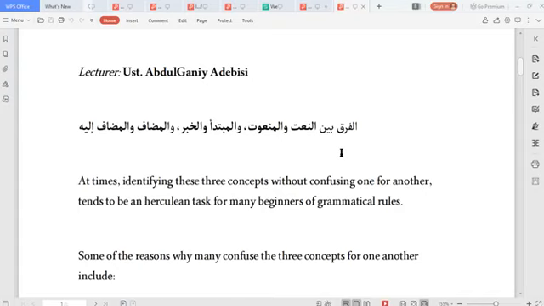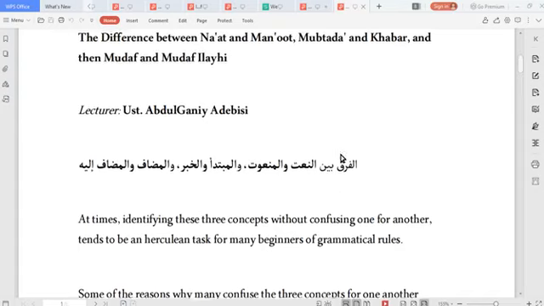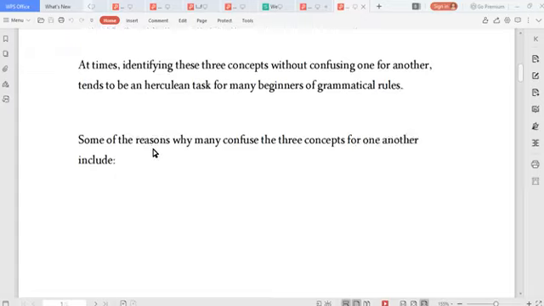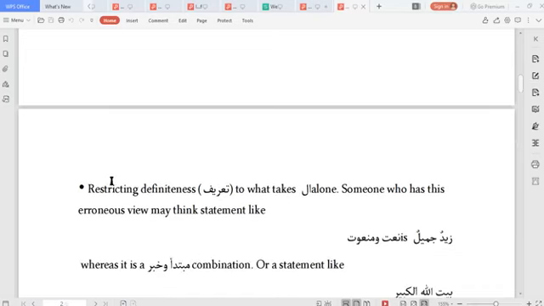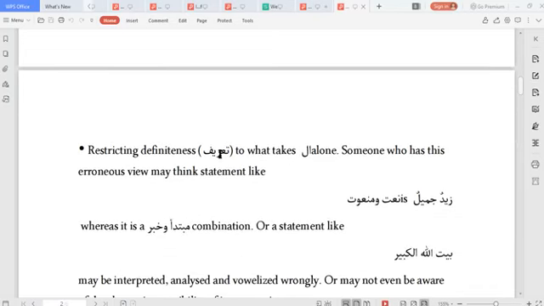So now we have highlighted some things. When you read the notes, you will see some of these reasons why many people get confused in knowing the three concepts. One is when one restricts oneself to the idea that only what takes alif and lam is ma'rifa, like al-baytu. If that is the only ma'rifa you know, understanding these three topics stated above will give you a problem. Do we get now?